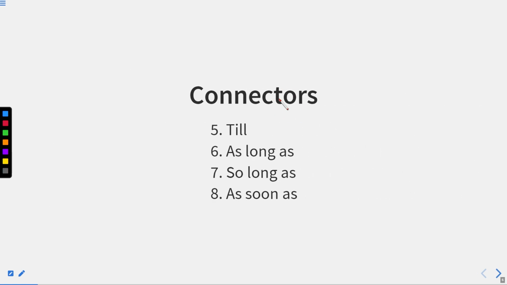So there are more connectors that are time denoting connectors. These are till, as long as, so long as, or as soon as. So these also are the time denoting connectors.